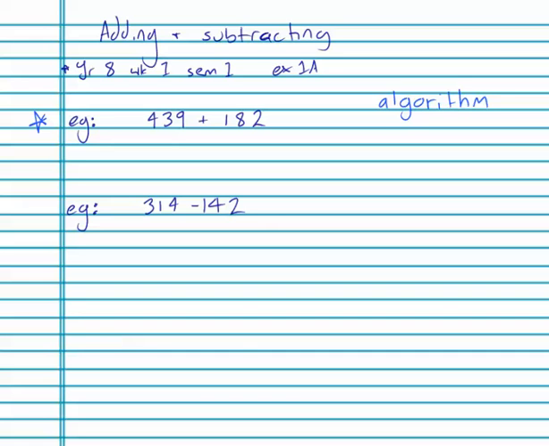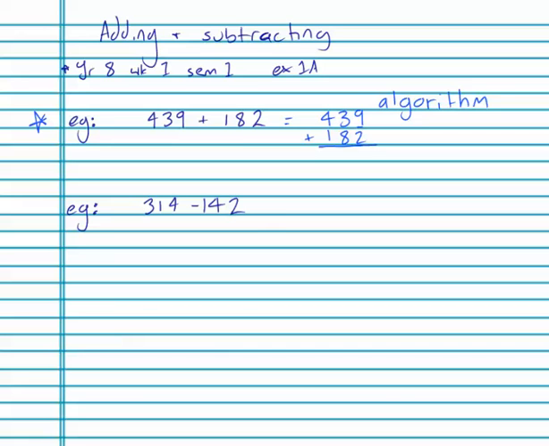So my first example here, 439 plus 182. We know that the set of steps, the algorithm that we want to follow, says that we set out the sum with the matching place values lined up. So it's 439 plus 182, and the units column lines up. We put a line under it, and we start from the smallest place value. In this case, it's the units.